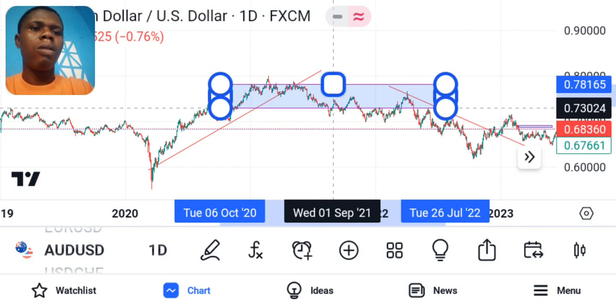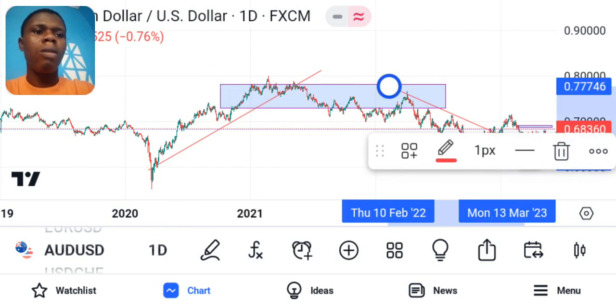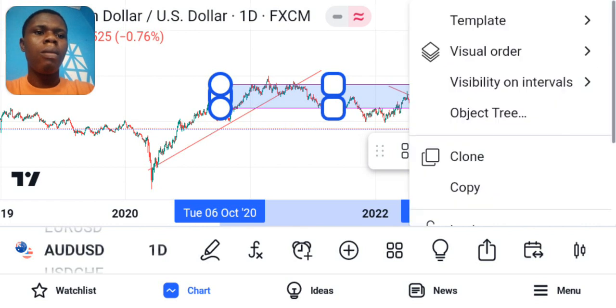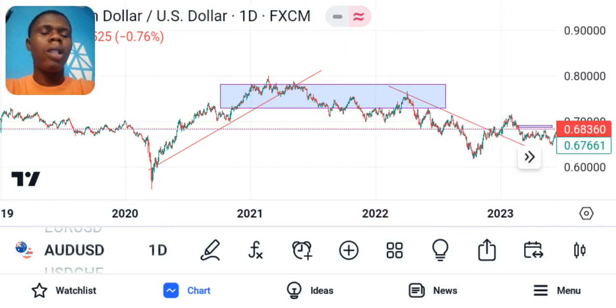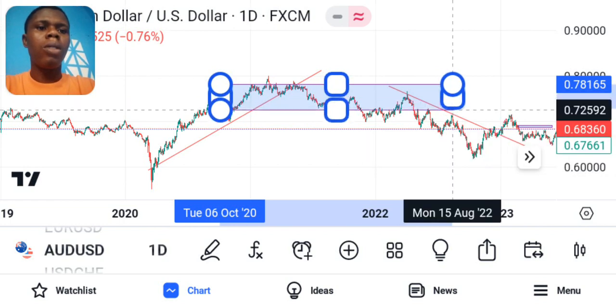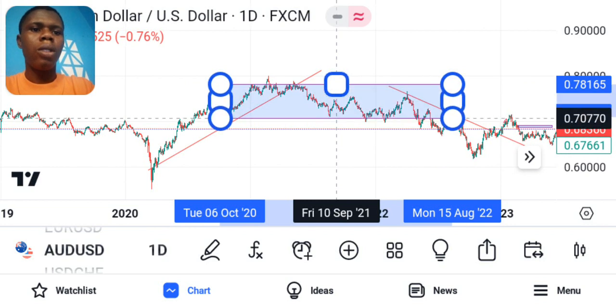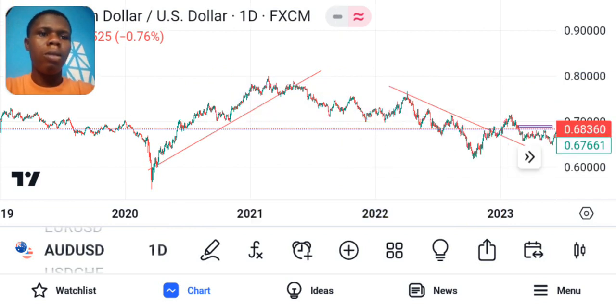Trying to point this out. I'm seeing the resistance. I'm seeing the support zone turn into resistance here. I don't know if I can draw this. Come on, get this out. Seeing the resistance turn into support here. Okay, I think I have it.